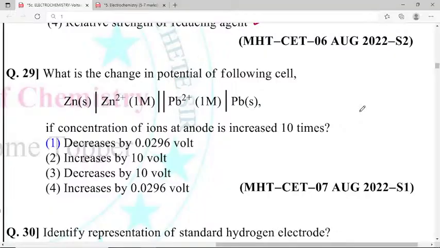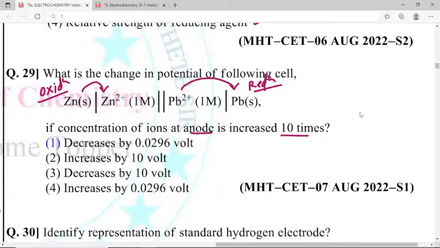What is the change in potential of the following cell? Zn gives Zn2 plus, Pb2 plus gives Pb. So this is oxidation and this is reduction. So this is the anode, this is the cathode. The concentration of ions at the anode is increased by 10 times.